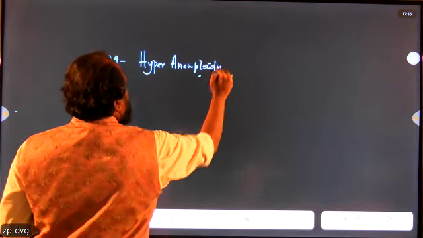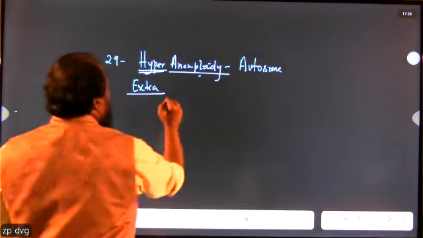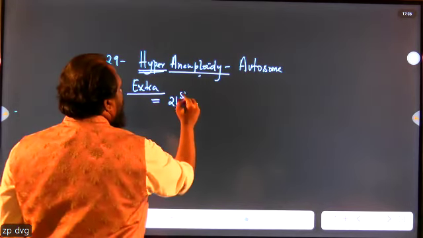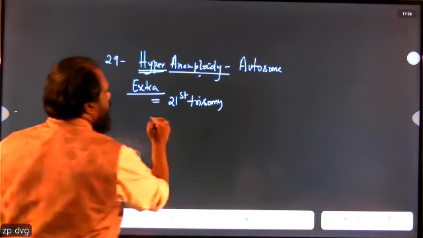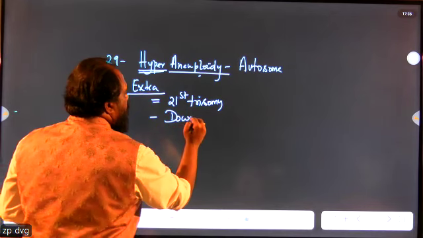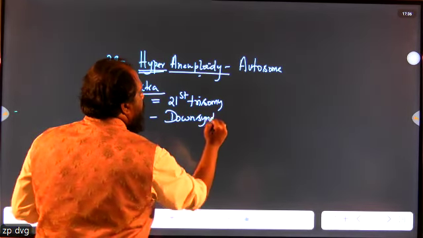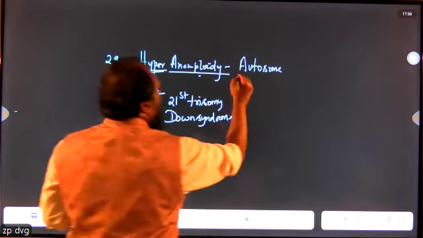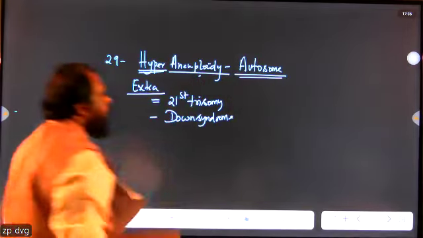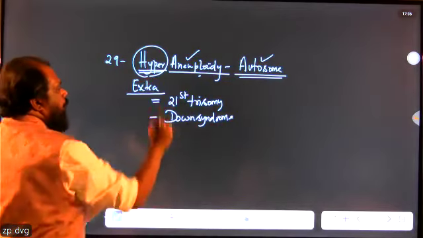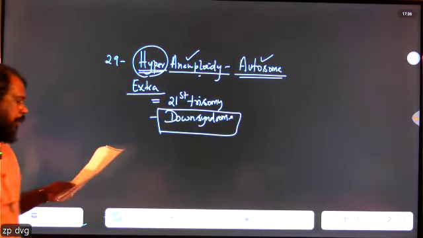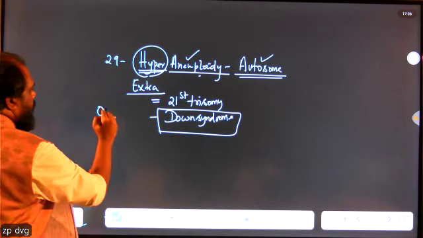But here, hyperaneuploidy of the autosome is given. So autosome hyperaneuploidy means what? Example is 21st trisomy, and you know very well, 21st trisomy is Down syndrome. If the same question had allosomes instead of autosomes, it would be Klinefelter. But they are telling it is autosome aneuploidy, that too hyper. So the correct option is Down syndrome, which is option 1.